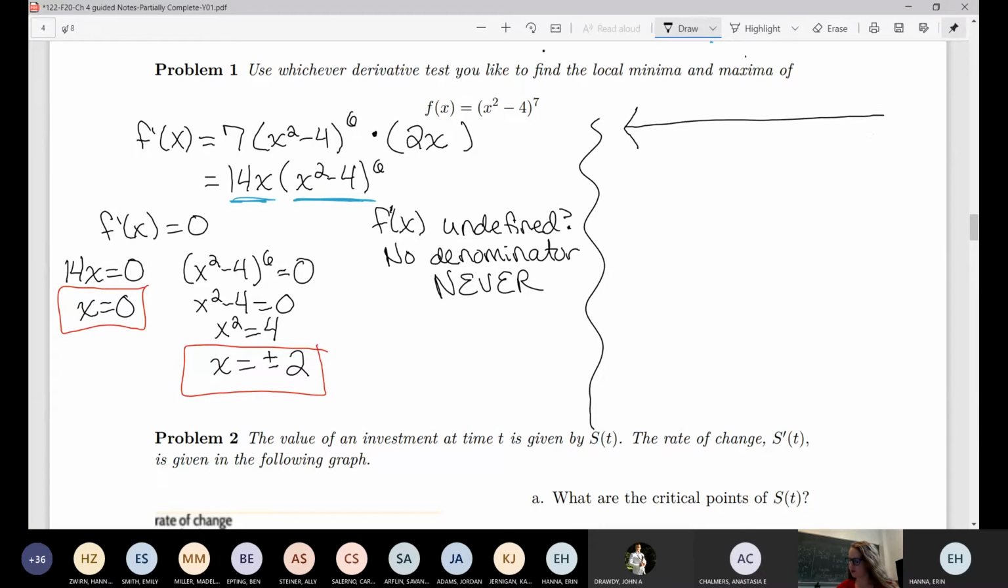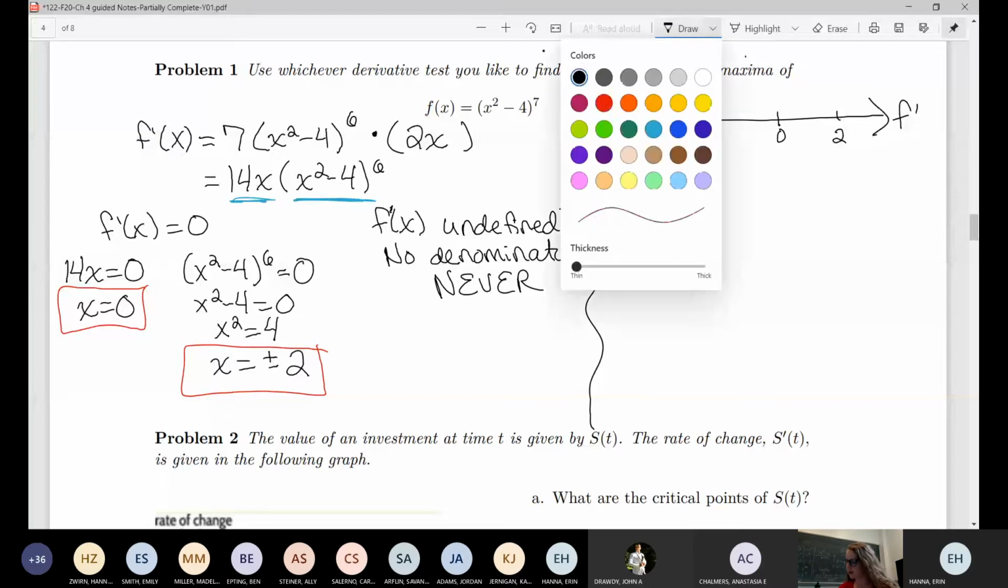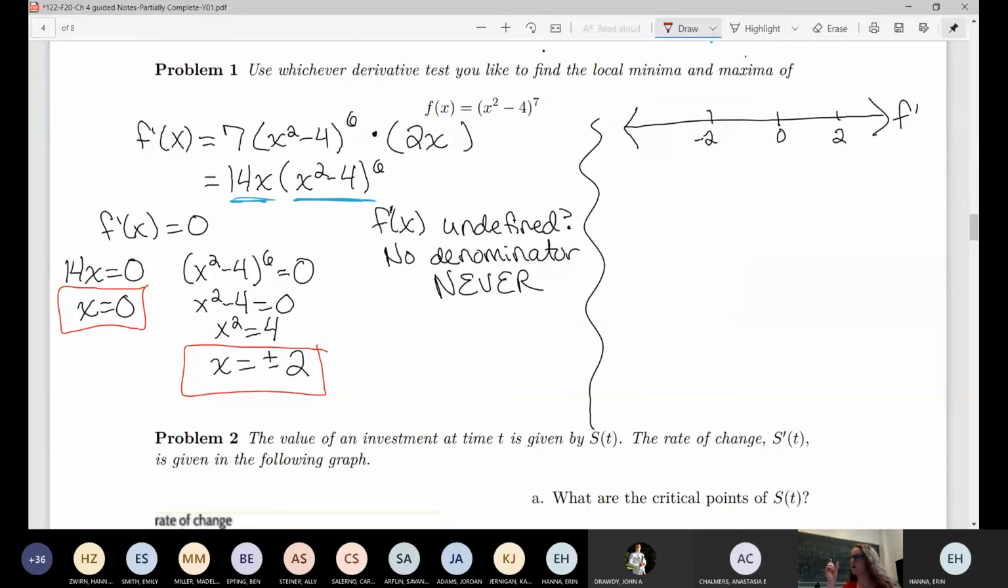Once you have your critical points, you plot them on a number line. So we've got negative 2, 0, and 2. Make sure they do get put in order. And this is where we choose our test points. So remember, now we want to choose a point in each section.